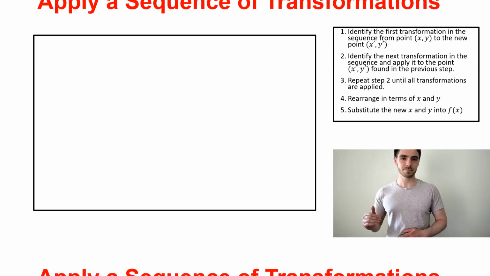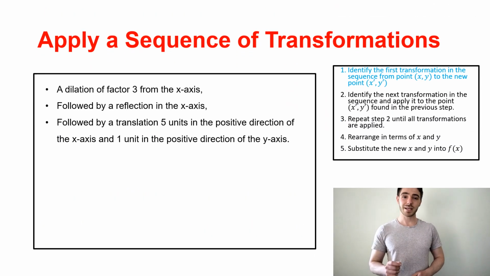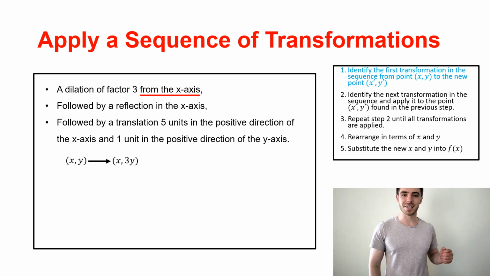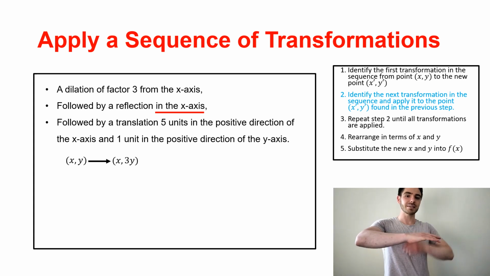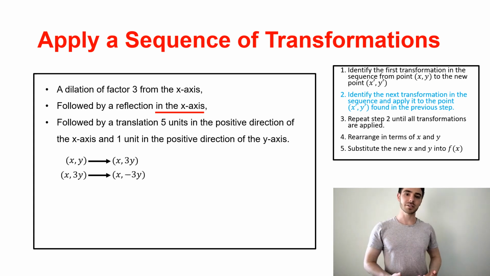First, we have a dilation factor of 3 from the x-axis. That means it applies to the y values since it's going away from the x-axis. Next, we have a reflection in the x-axis. This means that the x-axis acts like a mirror, hence the x values are going to stay the same and the y values are going to change.